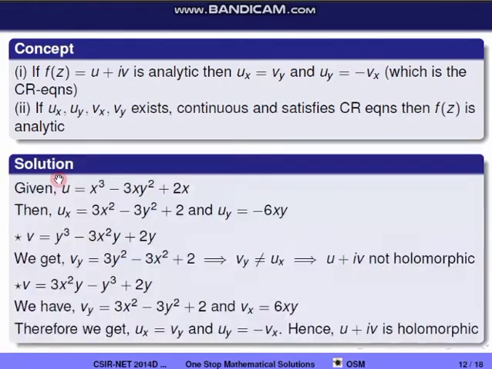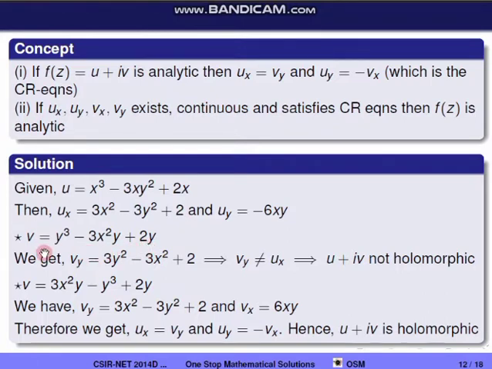Now we will move on to the question. So given u is equal to x cube minus 3xy square plus 2x. Now I am finding u x, that is partially differentiate u with respect to x. So that is equal to 3x square minus 3y square plus 2. And u y, which is the partial differentiation of u with respect to y, that is equal to minus 6xy. So we have to check for which of the options we are getting u x equal to v y and u y equal to minus v x. Here I have only done two options, that is the first two options. You guys have to check for the rest of the options.